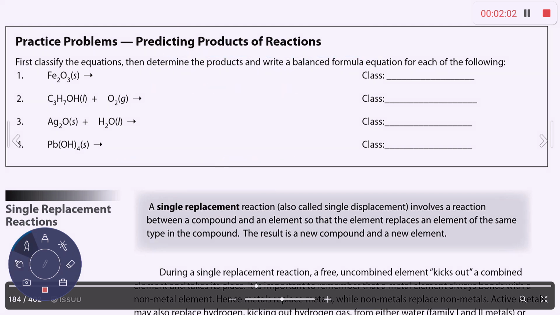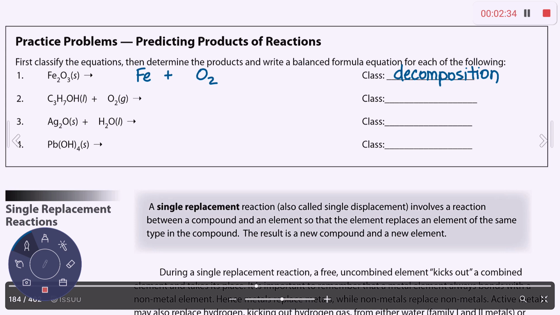So when you take a look at number 1, can you tell me what type of chemical reaction this would be? Decomposition, because I only have one reactant. And then when it decomposes, what 2 elements would I produce? Iron and oxygen. We don't really need to know what the charge is on the iron because we're producing iron metal. And then oxygen is diatomic, so I write O2.